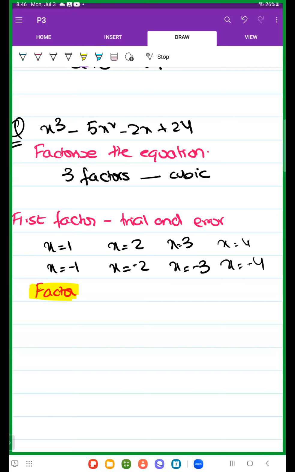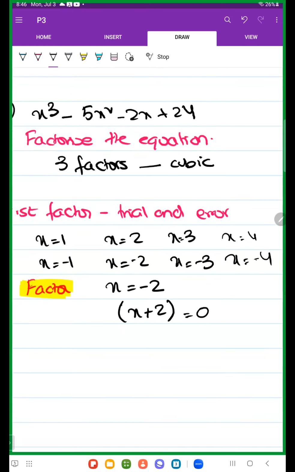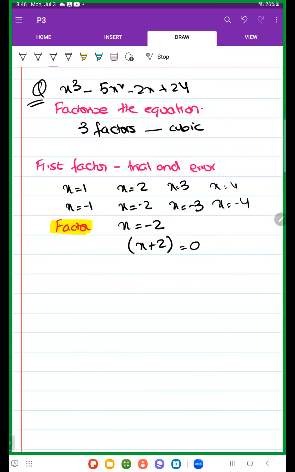Try the rest of the numbers. Okay. With minus 2, I'm getting 0. Yes. Okay. So we got the first factor as x plus 2 is equal to 0. Okay. So now how can we find out the rest of the two factors?